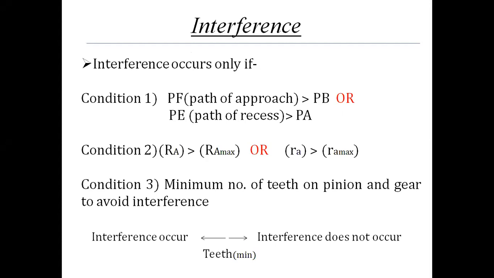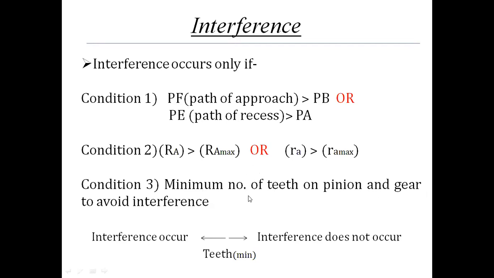In the previous lecture, we discussed those conditions which decide whether interference will occur or not. These two conditions, condition number 1 and condition number 2, were discussed and understood by solving two numericals on interference. In this session, we are going to discuss condition number 3, which is the minimum number of teeth on pinion and gear to avoid interference.